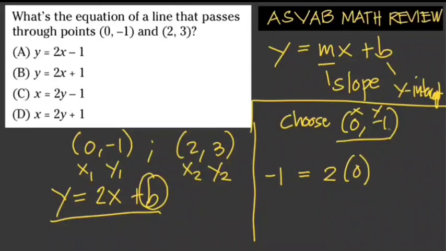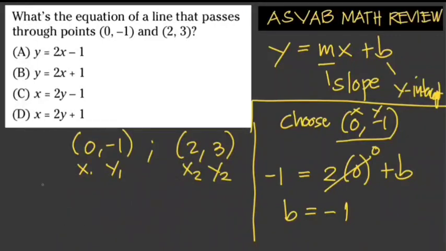So the value of y is equal to negative 1 when x is equal to 0. So this is 0. Therefore, b is just equal to negative 1. So now we can write our equation as y equals 2x, because our slope is 2, plus negative 1. You can just write that as minus 1. So the equation of the line is y equals 2x minus 1.